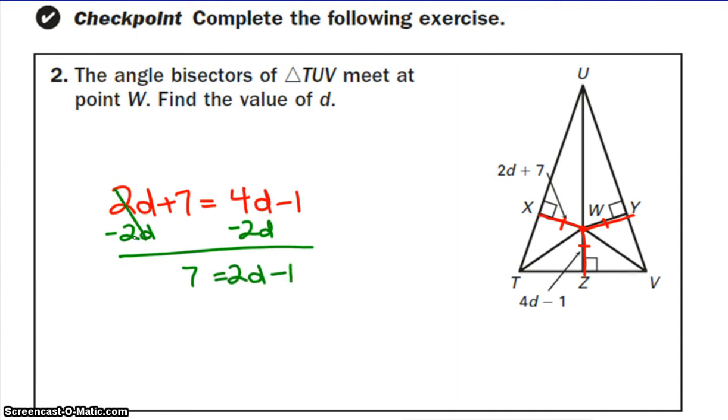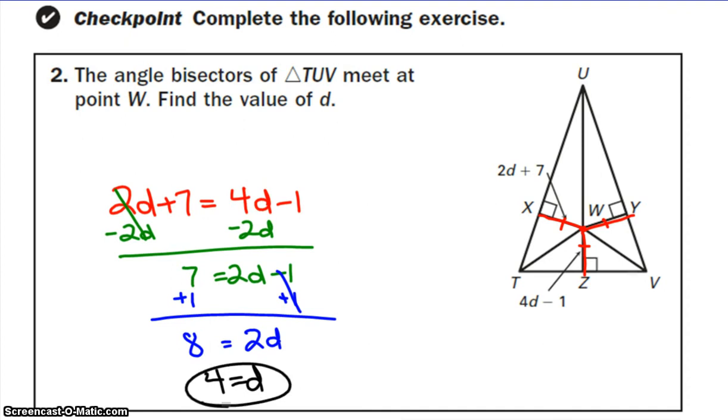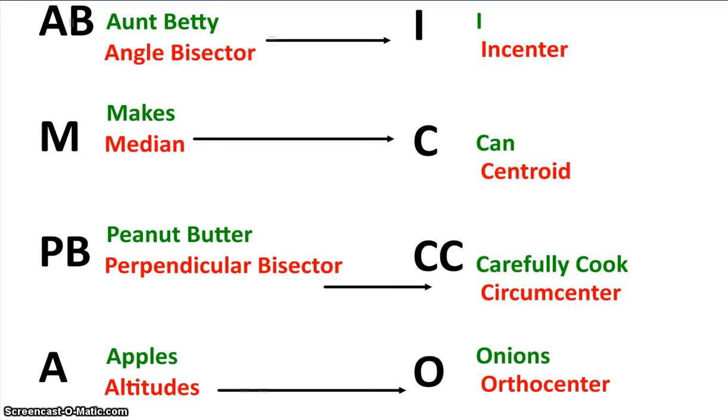Okay, because 2D minus 2D is 0. 4D minus 2D is 2D. Oops, I didn't mean to cross that one out. Silly me. Alright, and then let's add 1 to both sides. So negative 1 plus 1 is 0. 2D equals 8. Divide by 2, D equals 4. Okay? Alright, so like I showed you before, this is my acronym.